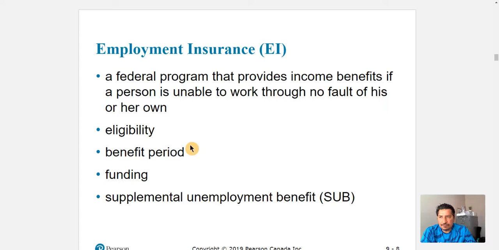EI is a federal program that provides income benefits if a person is unable to work through no fault of his or her own. It covers eligibility, benefit period, funding, and supplementary unemployment benefits. So they give income when an employee, through no fault of their own, is unable to find a job.